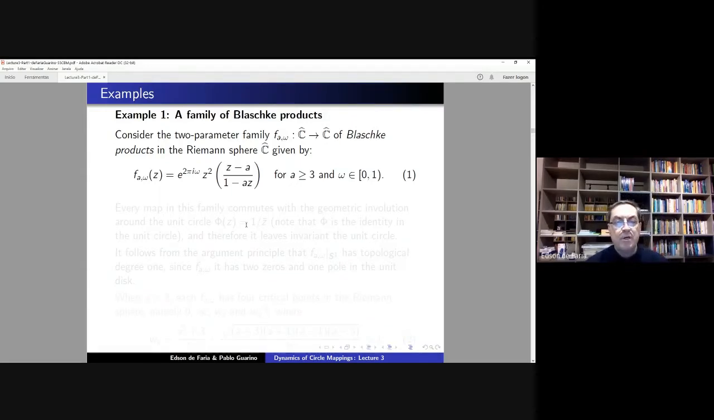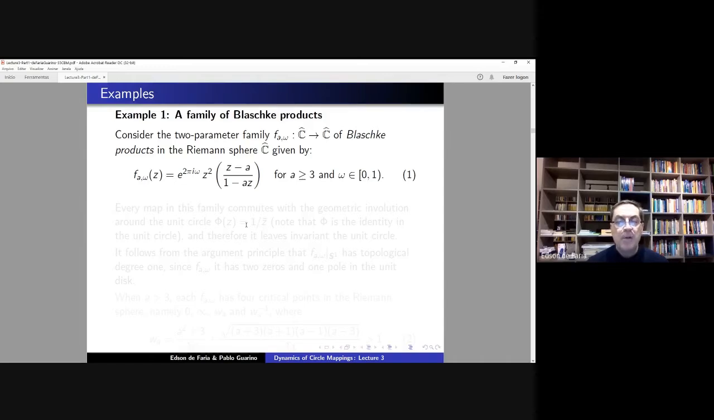The maps in this family are this fixed map z squared times (z minus a) over (1 minus az), where a is real, greater than or equal to 3. But then they are post-composed with the rotation by omega on the circle. And omega can be anything between 0 and 1. And a is being assumed to be real.